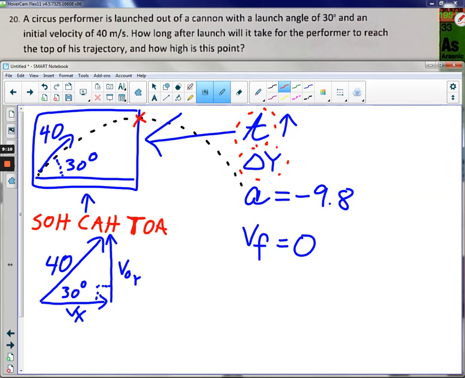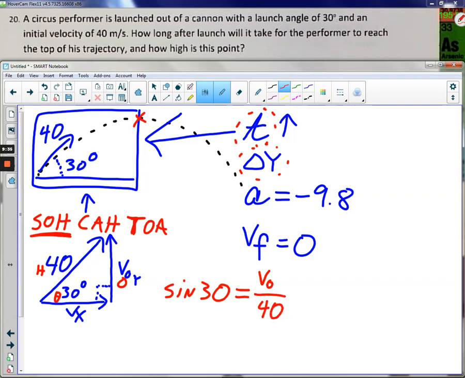Bless you. Let's talk about what we know. We know our hypotenuse. Here's our theta. And this over here would be our opposite, right? So who do we need? We need the opposite. So we're going to use sine. Okay? So in this case, the sine of 30 is going to equal our VO over 40.